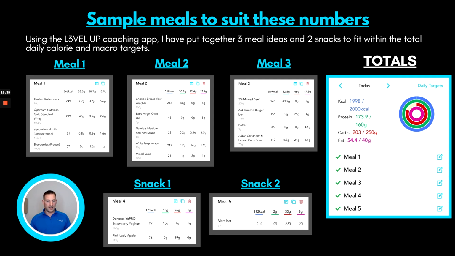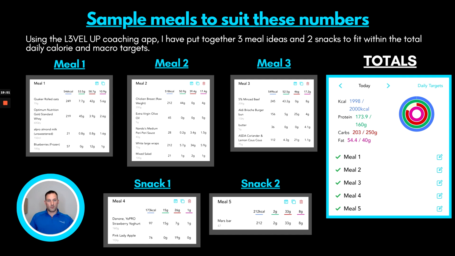Snack 2, I've added in just purely for enjoyment, a Mars bar, so 212 calories. As you can see, pretty much no protein in that, but we've already hit the protein anyway. This is mainly calories coming from carbs and fats.